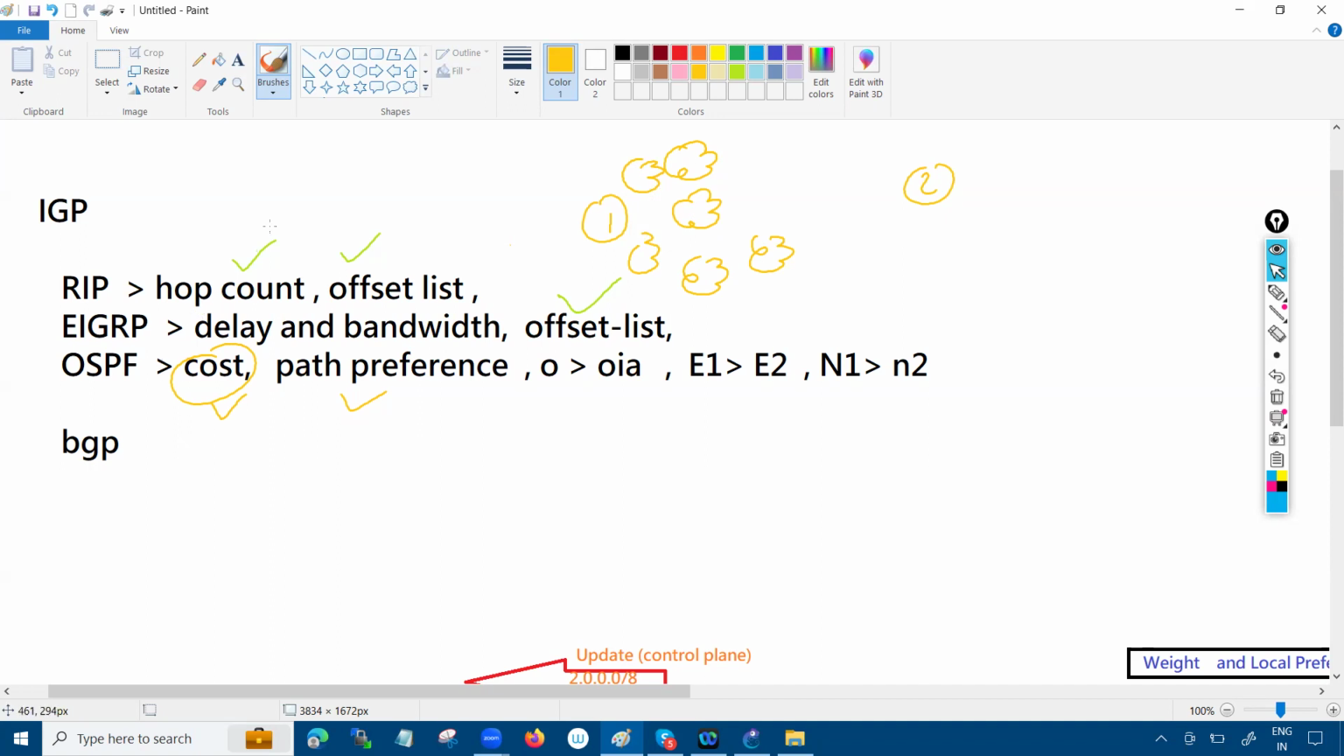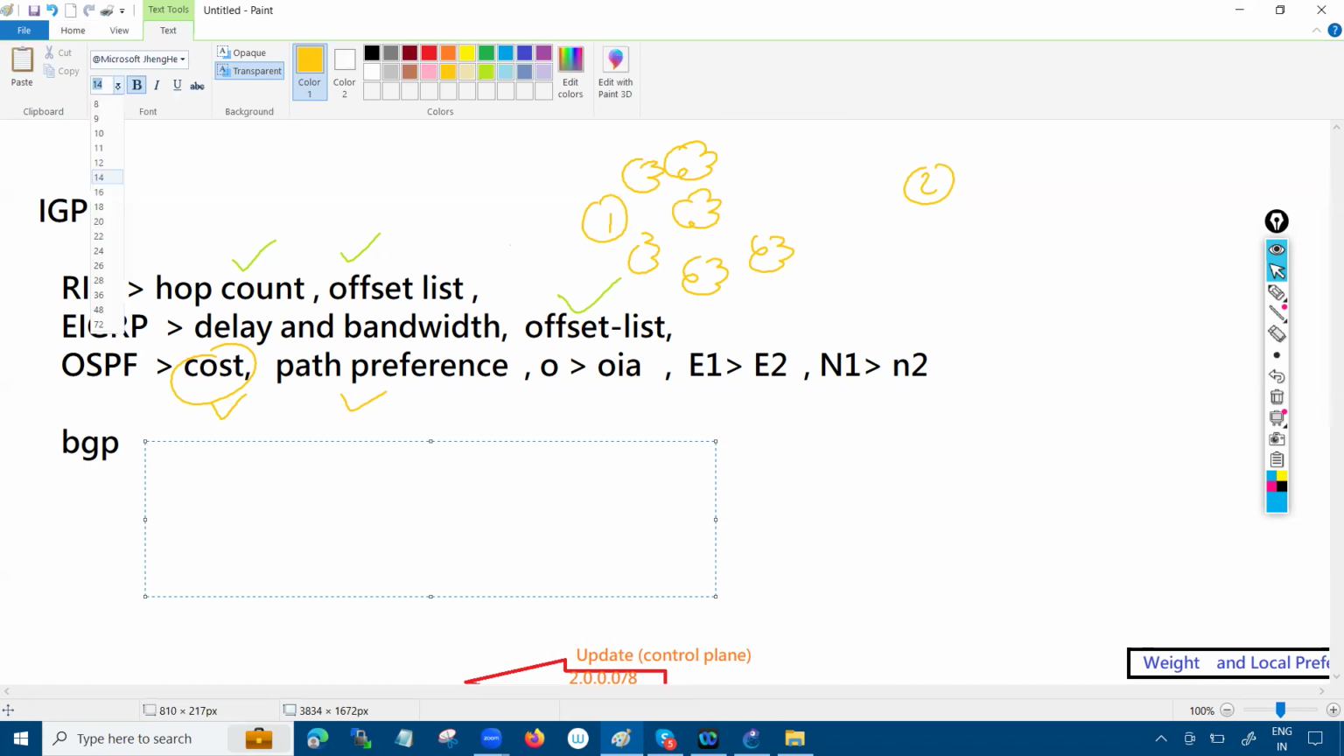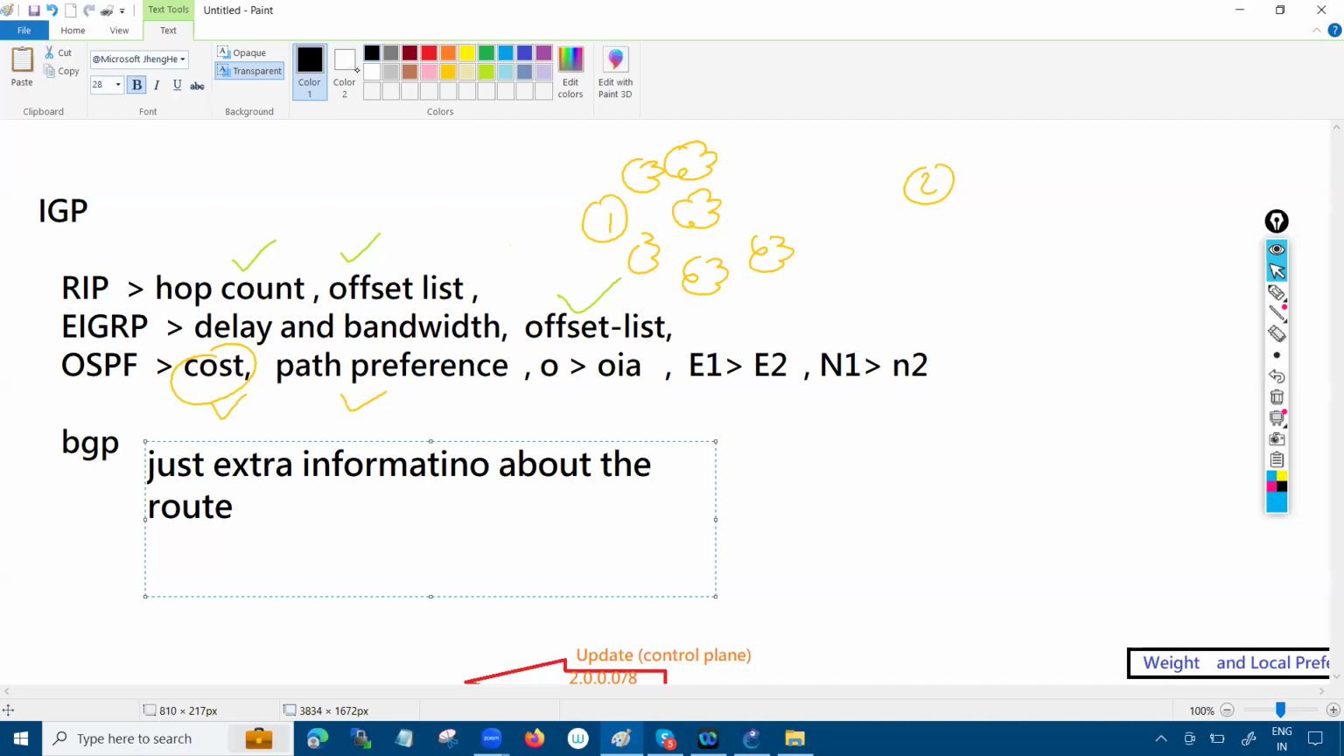That's why BGP has a rich amount of attributes, and based on those attributes you can manipulate the path. If somebody asks you, could you please explain what BGP attributes are, you just say that BGP attributes are just extra information about the route, nothing else. For example, take 1.0.0.0. For this one, the next hop I'm considering is 191.12.1. So this is one attribute that we have.